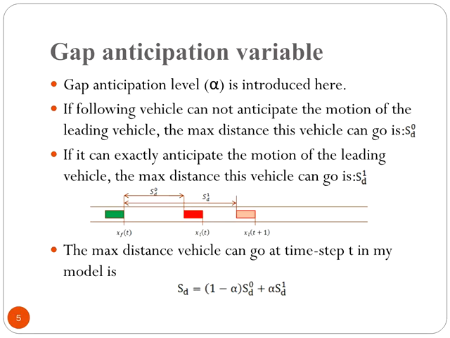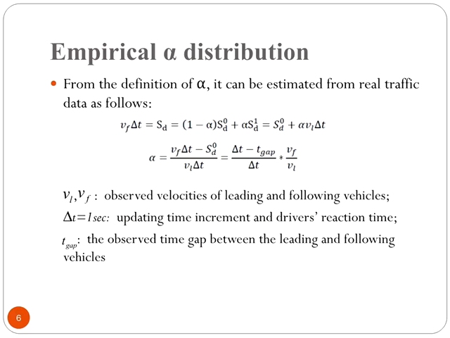Here, as we can see, if alpha is 0, then there is no anticipation, as SD is equal to SD0. But if we have perfect anticipation, alpha equals 1, then SD is just equal to SD1. Then drivers can have a longer available gap and drive faster. Based on the definition of alpha, it can be estimated from real traffic data.